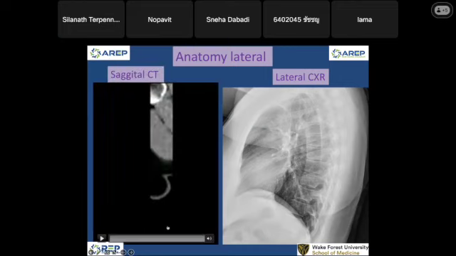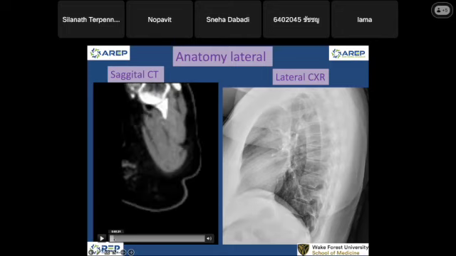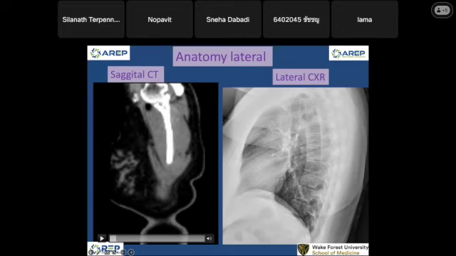Okay, let's compare this structure. So these are reconstructed images on sagittal, compared to the lateral chest radiograph from the beginning. We start seeing the humeral head and glenoid fossa from the shoulder joint, and then this is the scapula. This is the rotator cuff muscle, and you see a little lipoma.